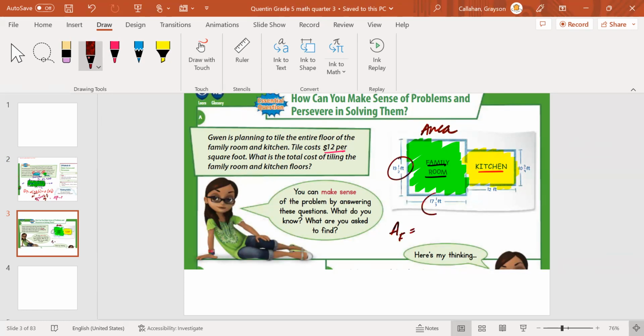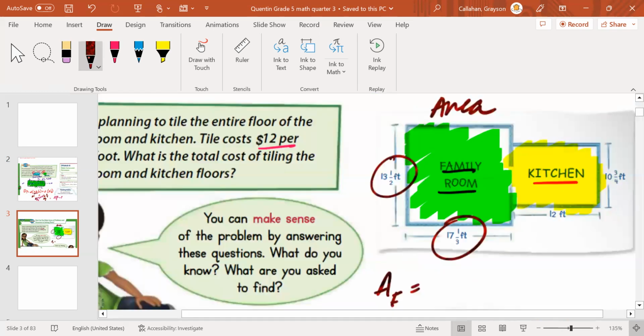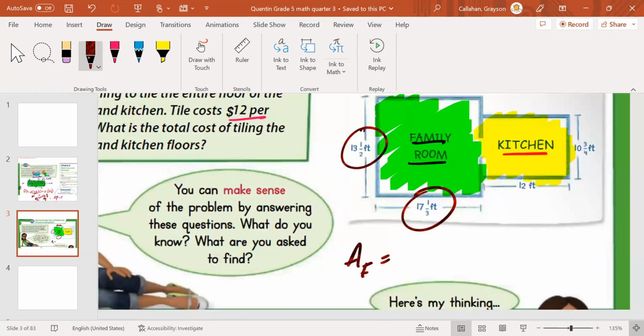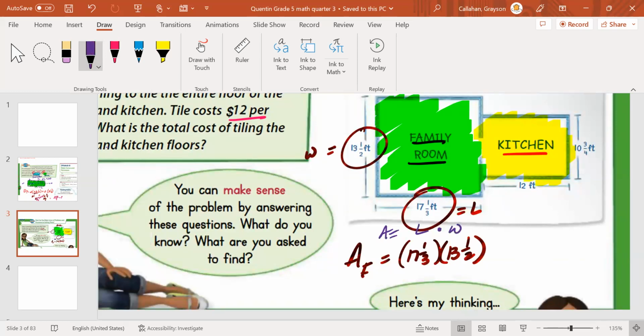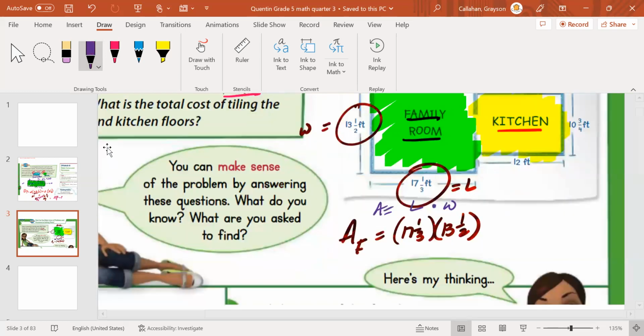You multiply these two together, right? Which one is the length? Length is always gonna be the bigger number. Width is gonna be here. So length is 17 1/3 times the width, which is 13 1/2. I want you to multiply that out, please, because the area is just length times width. Area is length times width. Now multiply it out.